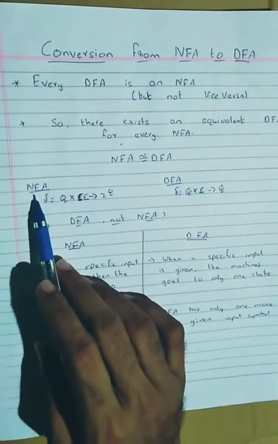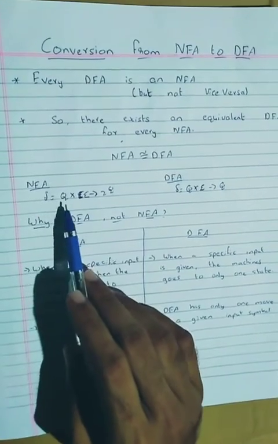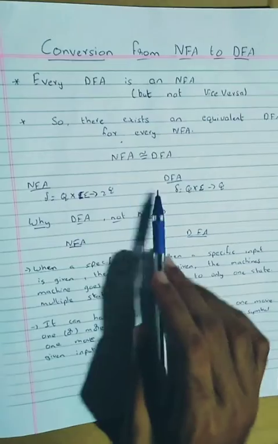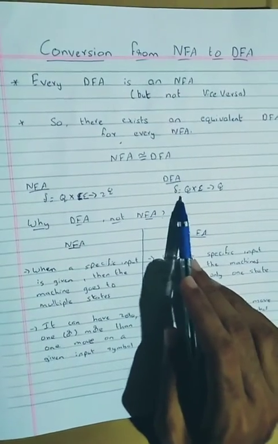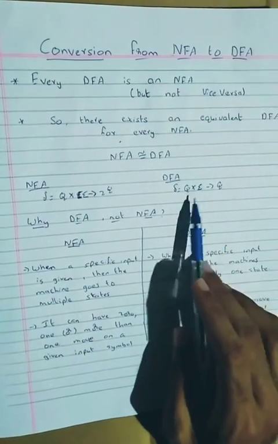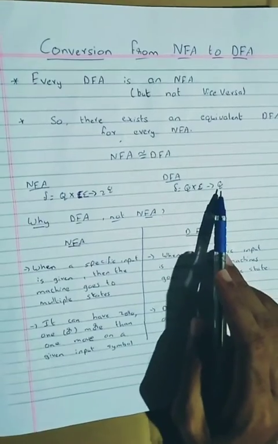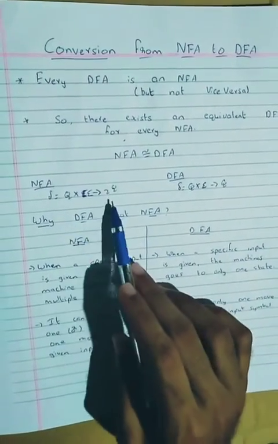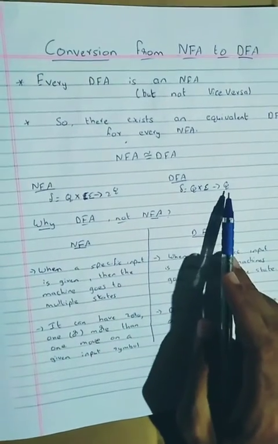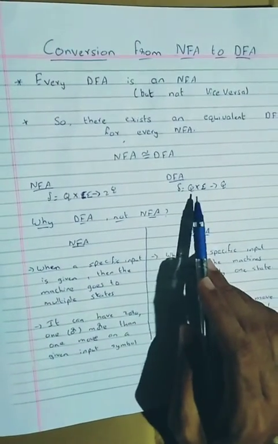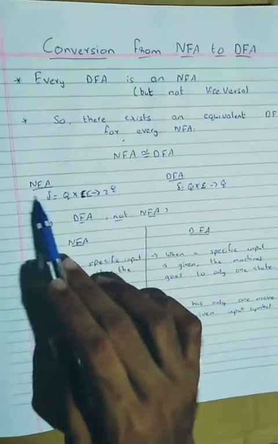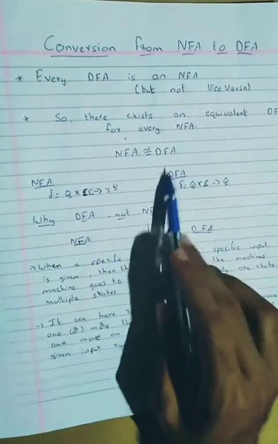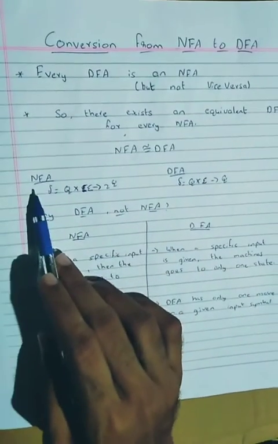If you go for the NFA, the delta is given by multiplying Q into sigma, which gives us 2 power Q. But in the DFA, delta is given as Q when we multiply Q into sigma. Here we can see that 2 power Q of the NFA is not a part of Q of the DFA, but Q of DFA is a part of the 2 power Q of NFA. Here we can say that every DFA is a subset of NFA.